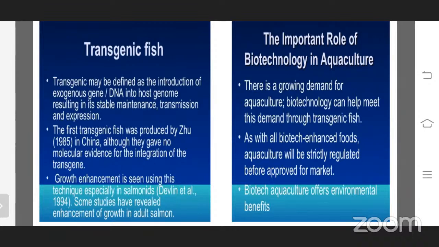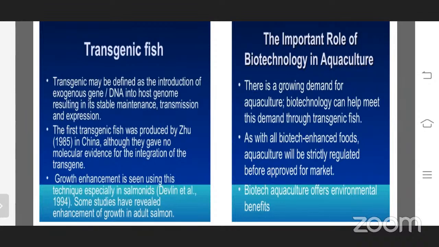What result are we expecting? That the gene has stable maintenance and transmission. Transmission means the gene is transmitted from one cell to another cell, as well as from one species to another species by reproduction. Then expression: the desired exogenous gene is expressed in our selected fish. That is the main theme of transgenic fishes.